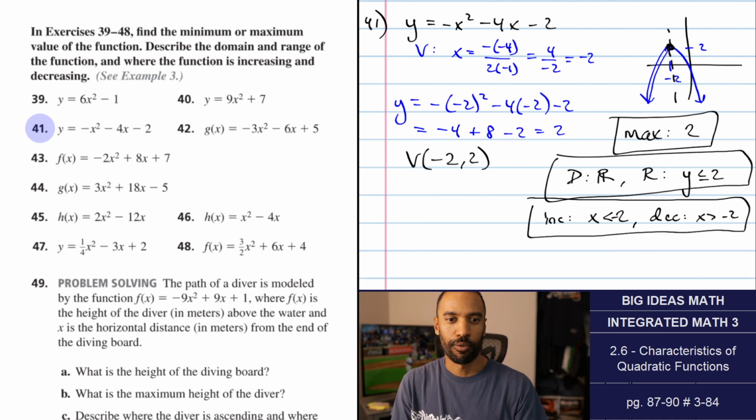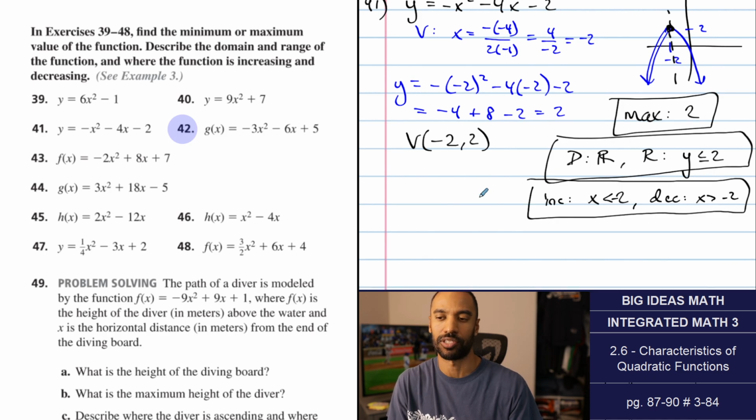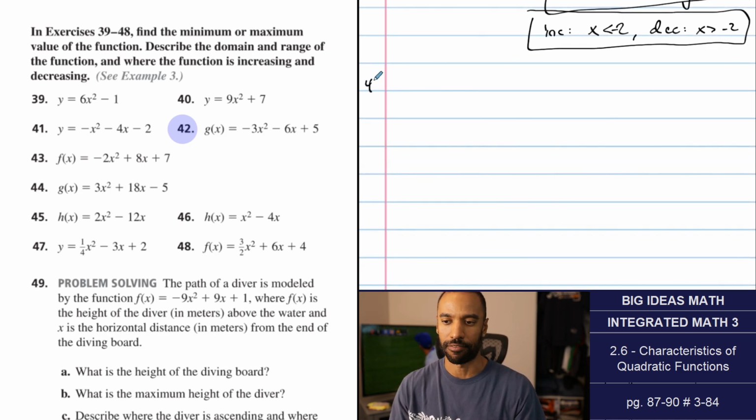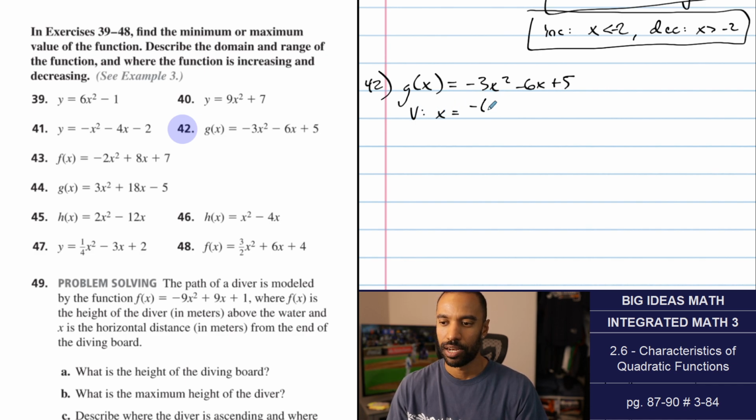All right, number 42. So a lot of the problems I think are going to be like that. There's a lot more I have to do when I find the vertex and apply that. That rough sketch graph I think really helps for it. All right, g of x equals negative 3x squared minus 6x plus 5.